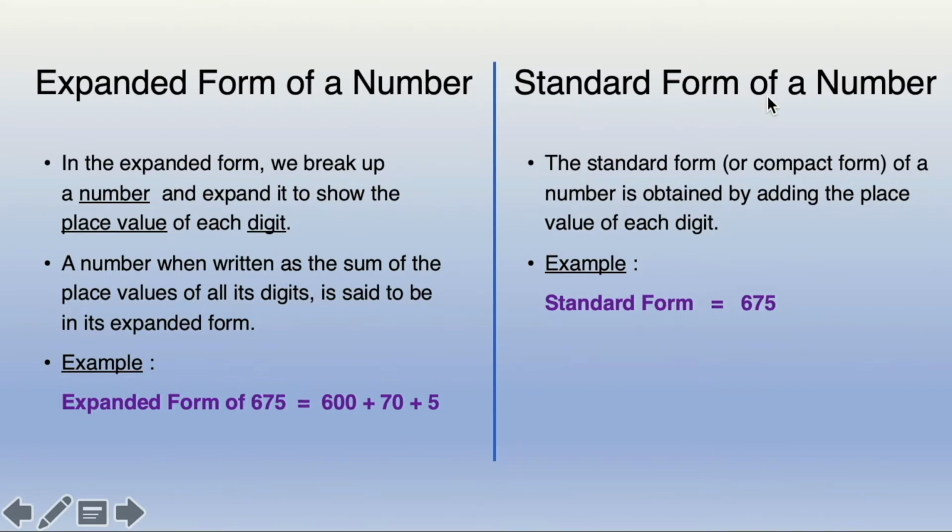Now, the standard form or the compact form of a number is obtained by adding the place value of each digit. So, the result of this addition operation, that is this number itself, this 3-digit number, this is the standard form.